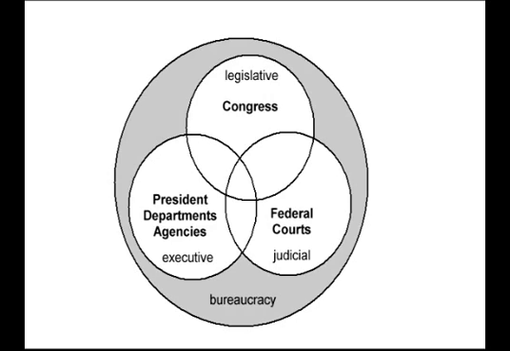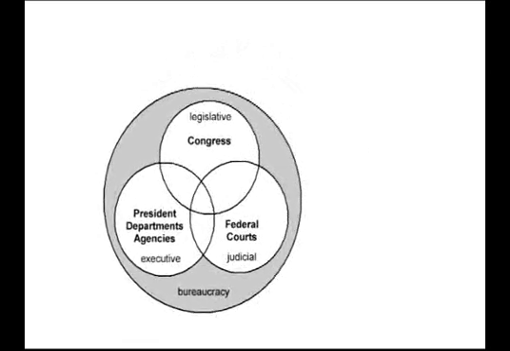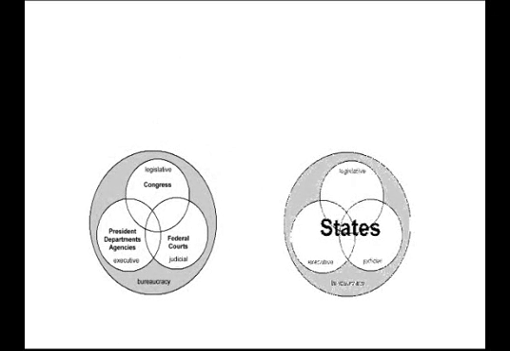This is not the only part of our system. And in fact, what the U.S. has is a federal system, so that we have a second set of governments, state governments. And the state governments have the exact same overall structure: legislature, judicial, executive, and a bureaucracy.